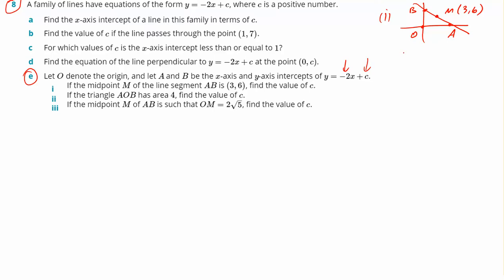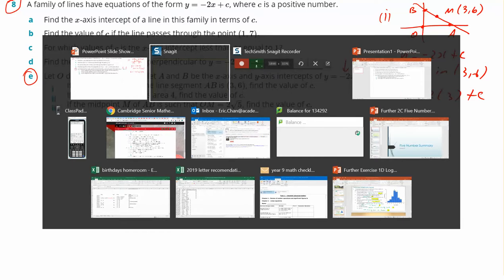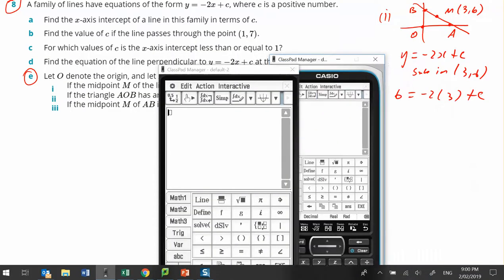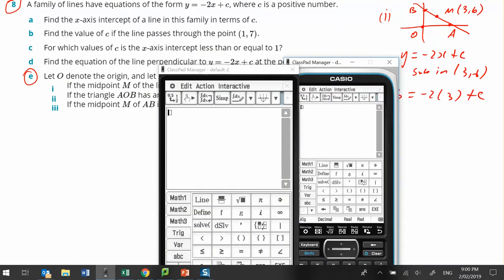So given we know that information, I can literally sub this (3, 6) into our equation. We know y equals negative 2x plus c. I can sub (3, 6) into the equation and solve for my c value. Because this is a calculator allowed question, I'm just going to set the equation up and get the calculator to solve for me. So when y is 6, x equals 3, plus c. I know you can do that easily by hand, but I want everyone to practice using the CAS calculator. So let's do this on the CAS.